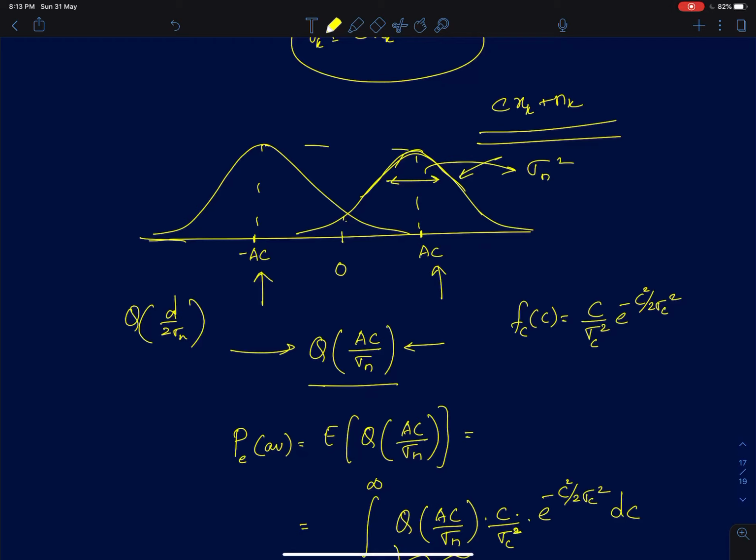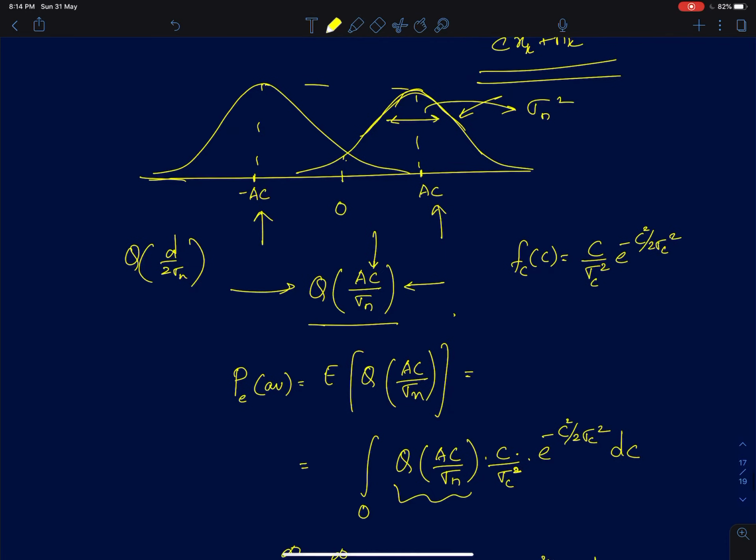Now mind you, I asked you to find the average bit error rate. Here C is a random variable. So if I ask you to find the average bit error rate, that will be simply the expected value, or the mean value, of Q of AC by sigma_n. This we already said how to compute in the previous lectures.